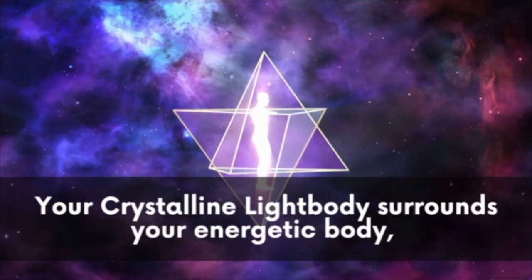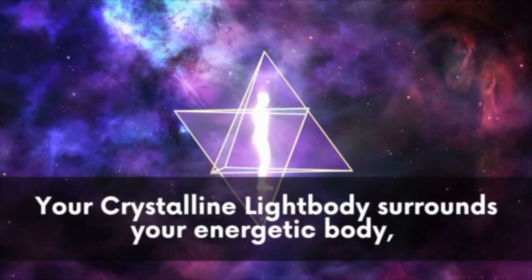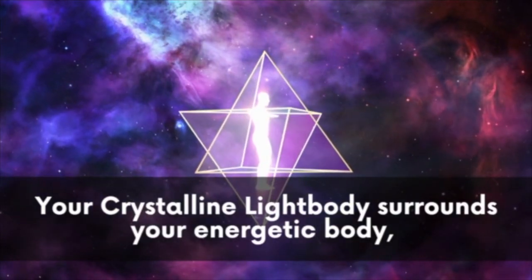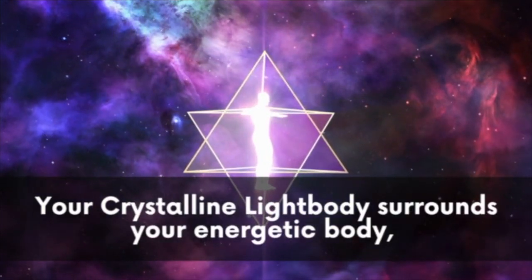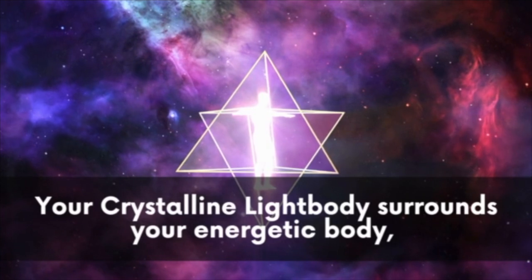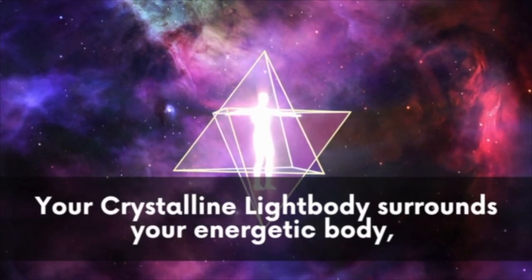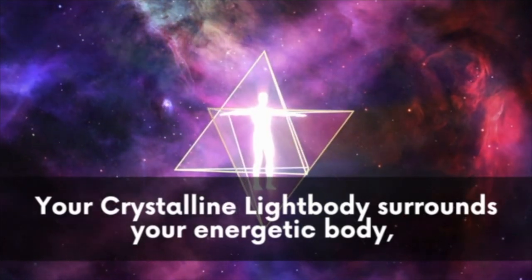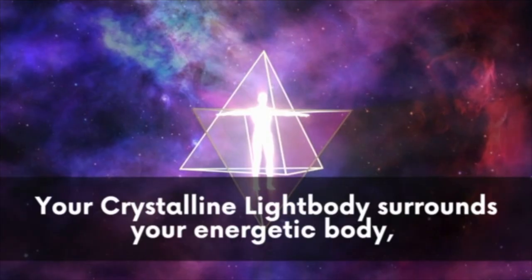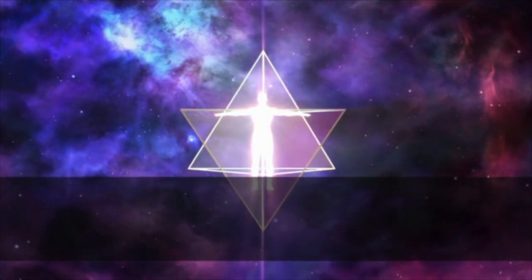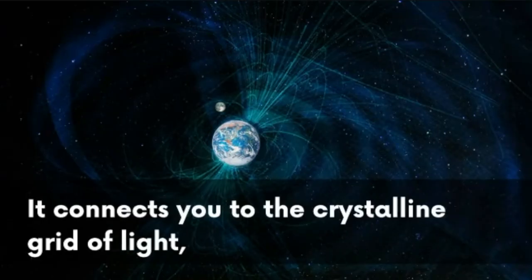And this is important as we set our intentions for working with our crystalline light body. We not only need to set personal intentions, but we can work with our activated crystalline light body and set intentions for our family, for our home, for our neighbors, for our communities. Our light body connects us to the crystalline grid of light. And this crystalline grid of light surrounds our entire planet and our solar system.